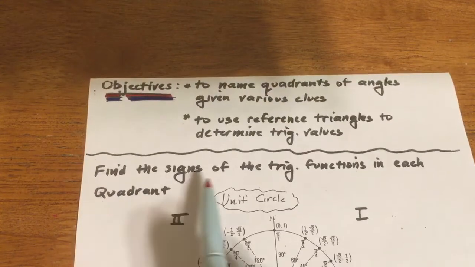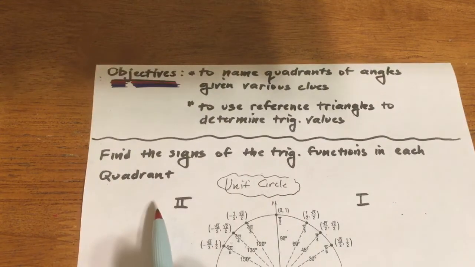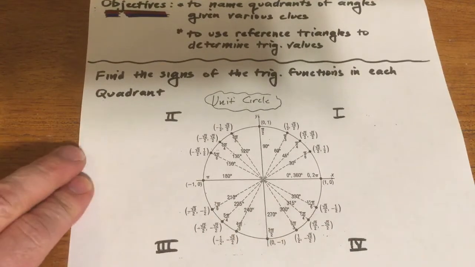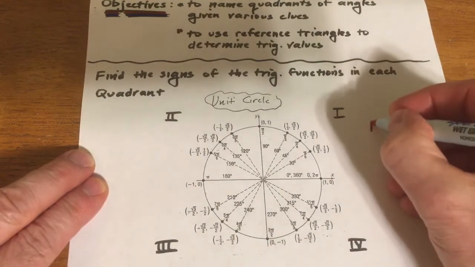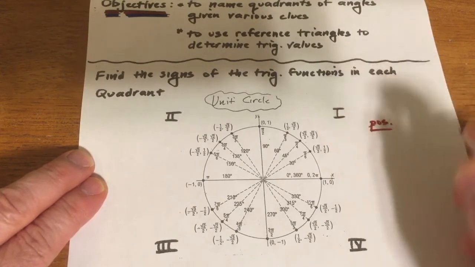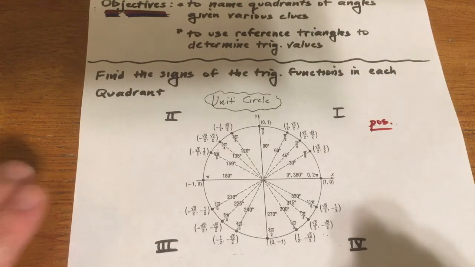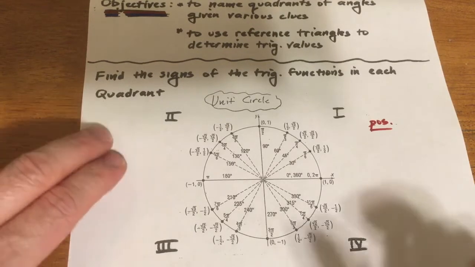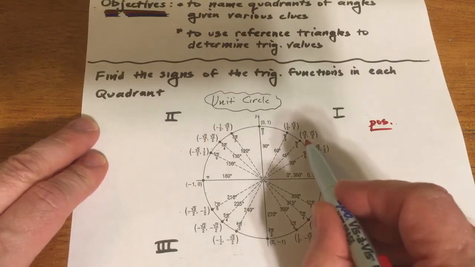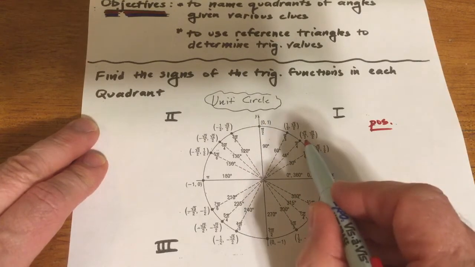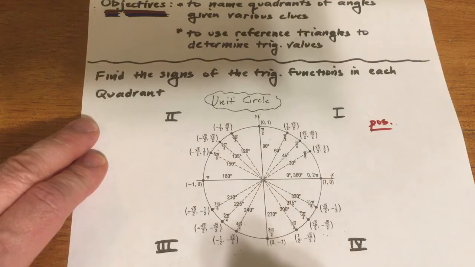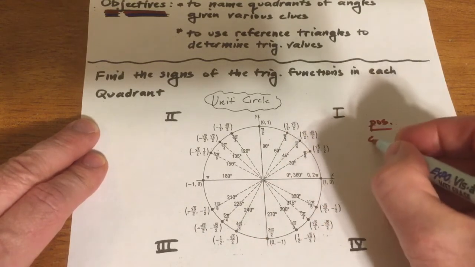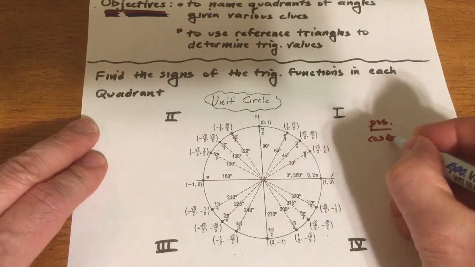Here it says, find the signs of the trig functions in each quadrant. Let's start with a filled out unit circle, and let's take a look at quadrant number 1. One question that you may be asked is, which functions are positive in quadrant number 1? Well, as we take a look at quadrant number 1, one thing we realize is our first values right here, square root of 3 over 2, square root of 2 over 2, a half. These are all positive fractions, but these are cosine values, so cosine is going to be positive.